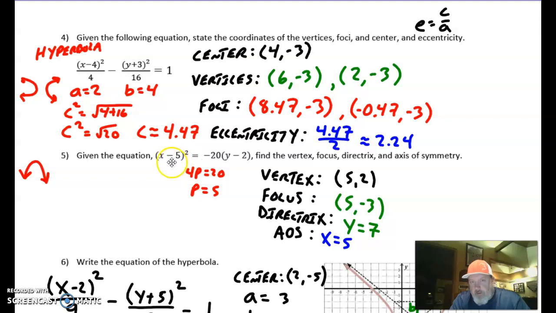Here we have a parabola. It's opening down. X squared, so we know it's up or down, but because this is negative, we know it's opening down. We know P is 5, so then we can get our focus. We get our vertex from here, so 5, 2. And then we can go down 5 units to get our focus. The directrix would be up 5 units from this, so y equals 7. Axis of symmetry goes right through the vertex, so that's x equals 5.